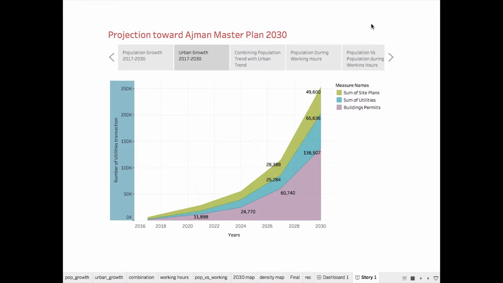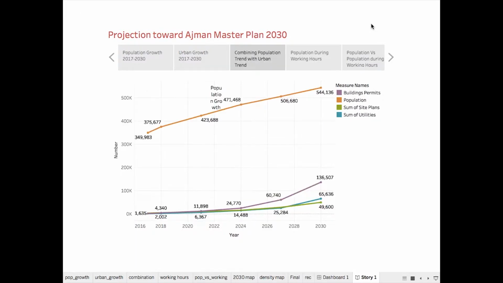Okay, in this graph, the urban development is also growing in the same period. It's mentioned here in the graph because we focus on three categories. The first category is the sum of the site plan, which is in the green. The second one is the sum of the utilities, which is here, I think it's gray, but its real color is blue. And the third one is the building permits.